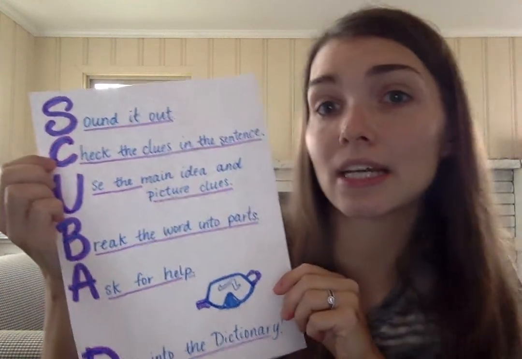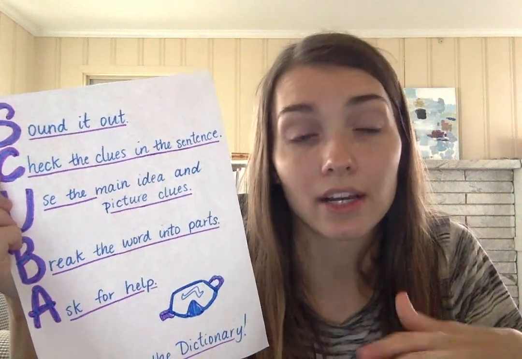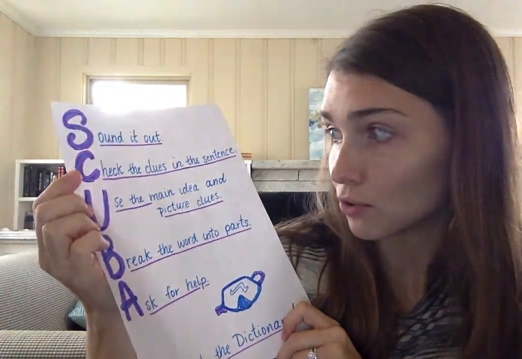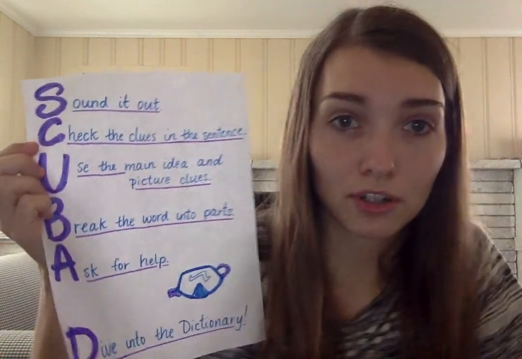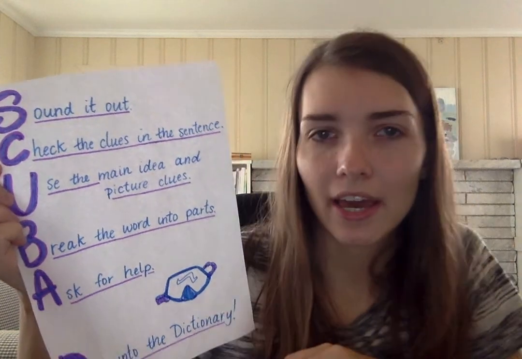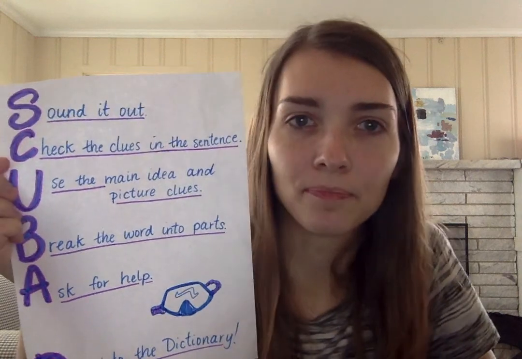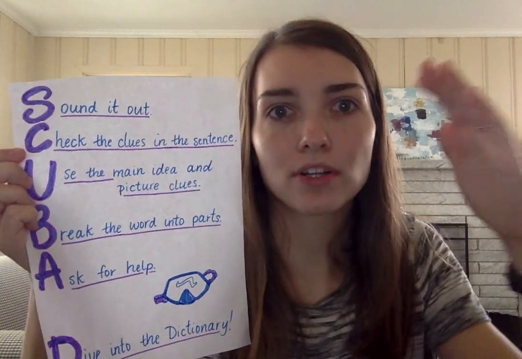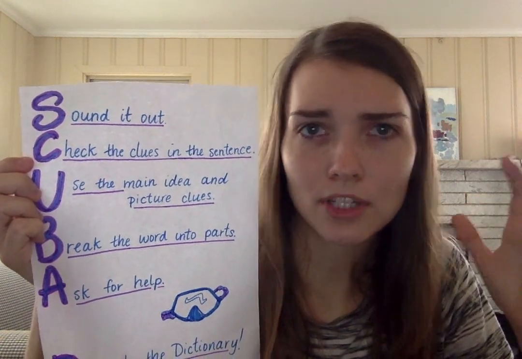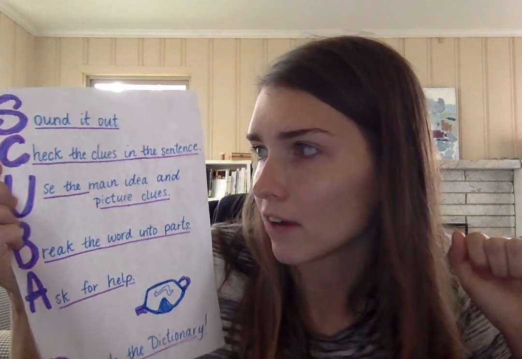Check the clues in the sentence. So context clues within the sentence. Maybe the sentence kind of gives you a definition of the word. If that doesn't work out, teach your students to use the main idea and picture clues. And I think they naturally will look at pictures, but the main idea is what you should probably stress. Read the main idea, maybe go on to read the whole paragraph. Does it make sense? What do you think this word might mean if this is happening in the paragraph?